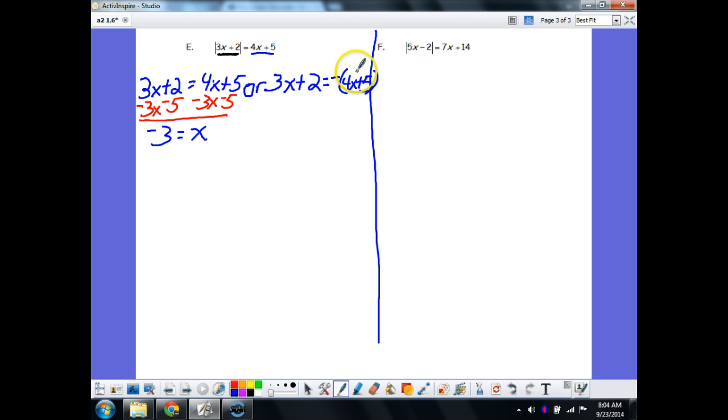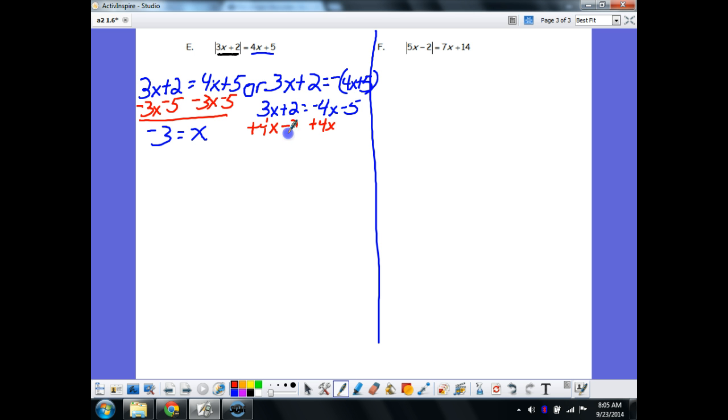In this one, we're going to distribute this negative first, so we have 3x plus 2 is equal to negative 4x minus 5. So then what we're going to do is get the x's on one side, the constants on the other. So we're going to add 4x. I always like to make sure I move the x term so that it stays positive. Again, really doesn't matter. If you wanted to subtract the 3x, you certainly could. Or if you wanted to subtract the 4x here, you certainly could have done that.